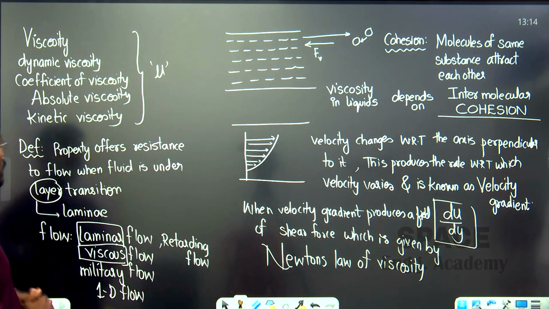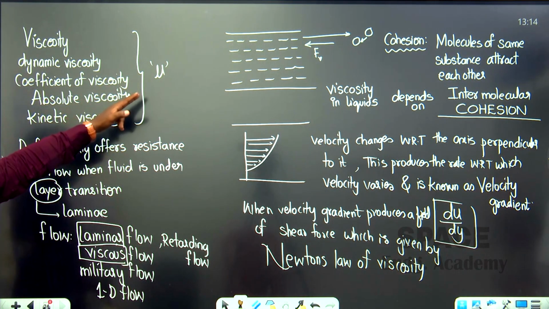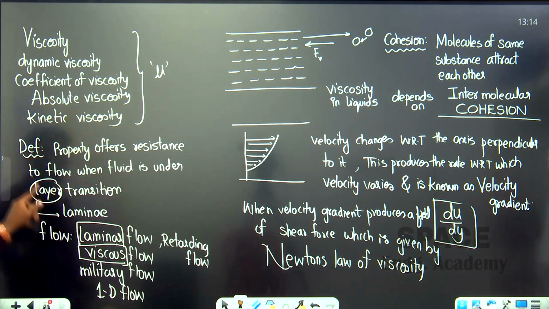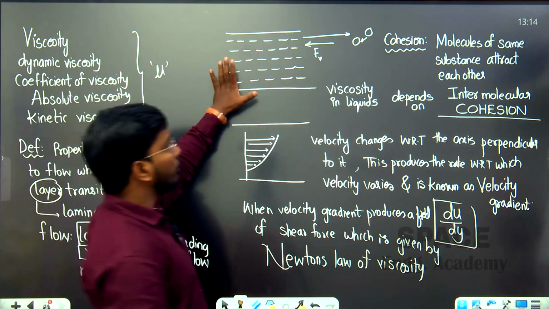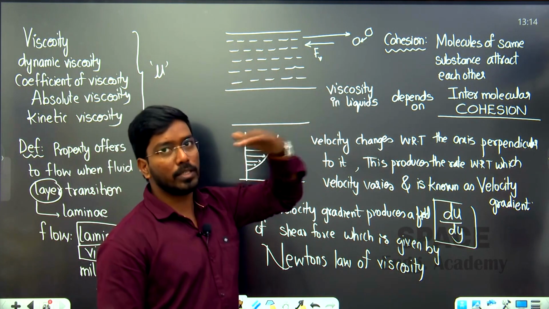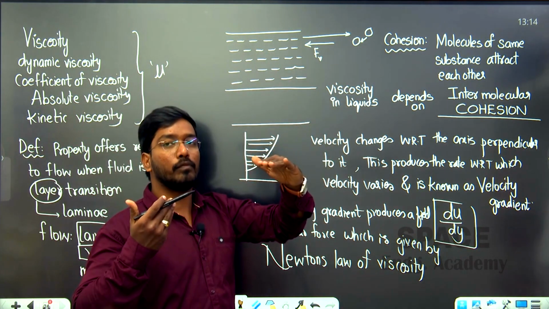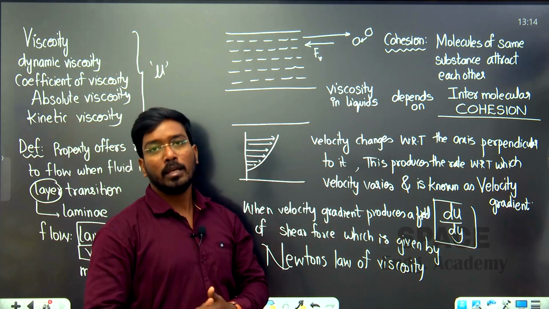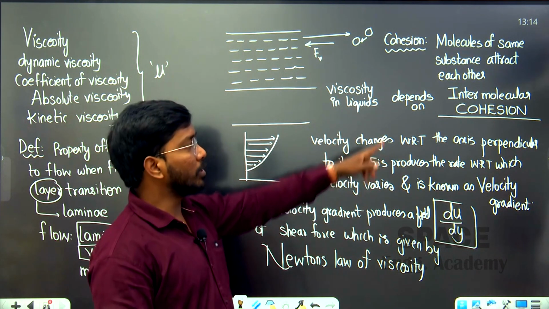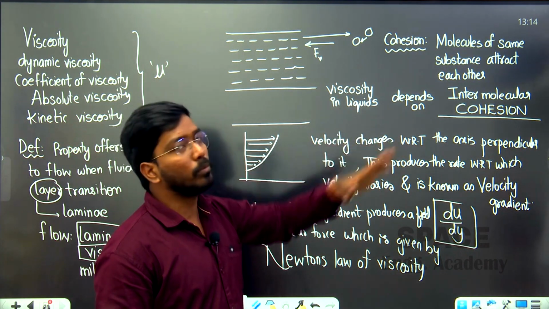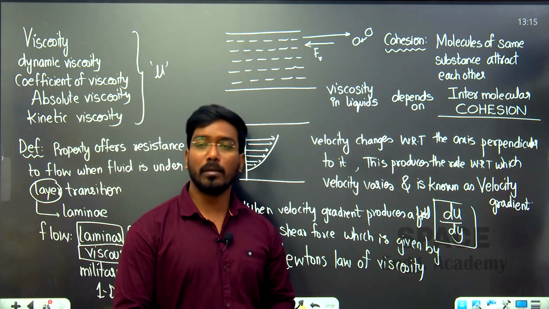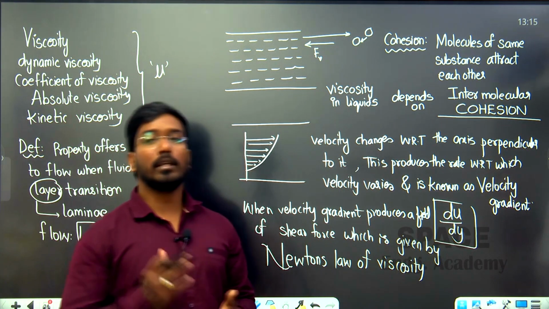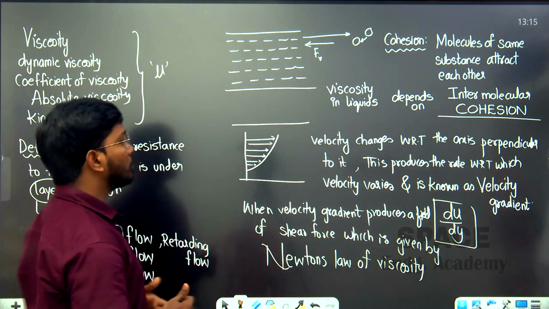Names of viscosity, denotation of viscosity, definition of viscosity. Viscous flow is called laminar flow. In case of liquid, when molecules are moving on the first layer, the second layer is going to attract the first layer, causing some resistance. That is due to intermolecular cohesion. So viscosity in liquid depends upon intermolecular cohesion. We have momentum transfer also, but who is predominating? Intermolecular cohesion.